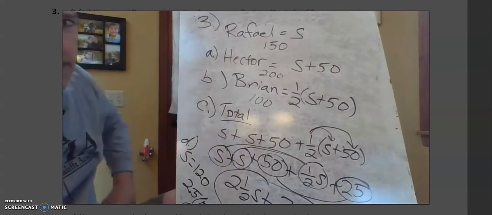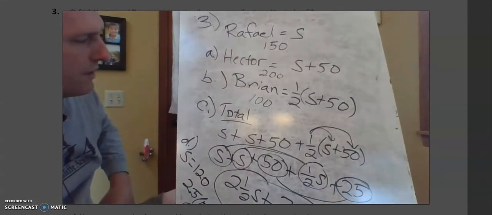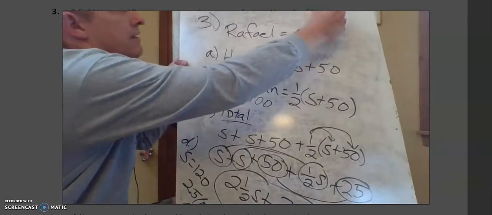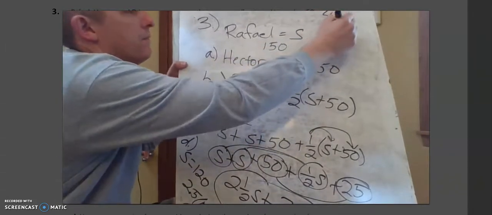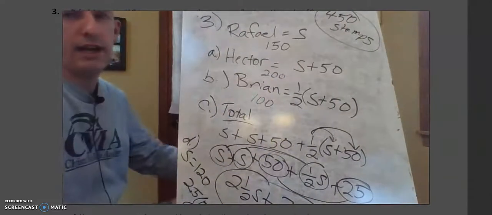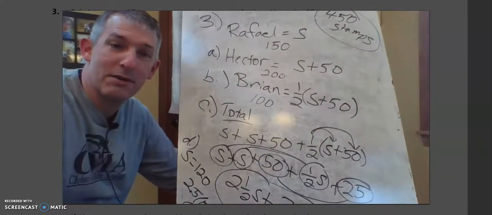So add those together: 100, 200, that's 300, 100 more is 400, plus 50, 450. So I believe, with a pretty good degree of certainty, that is right. You can check, see if I'm right, and let me know if I'm not.